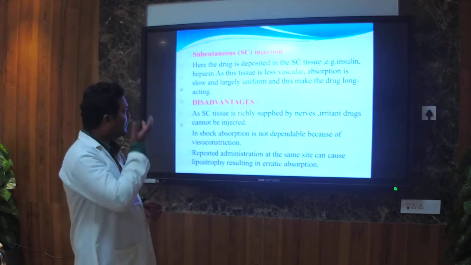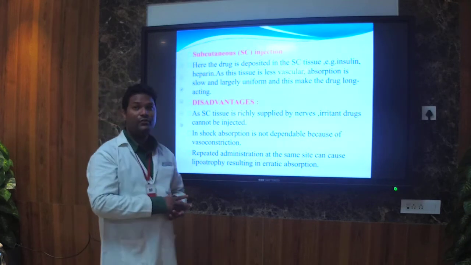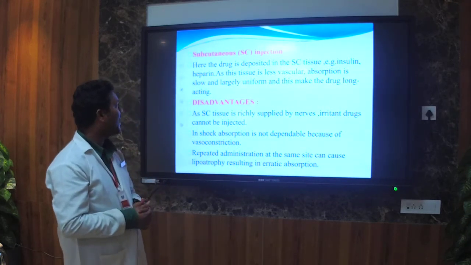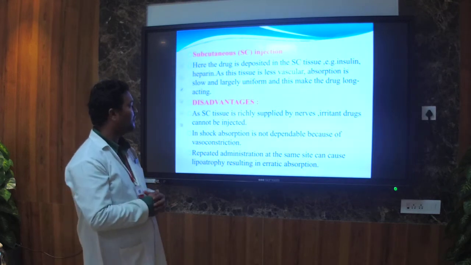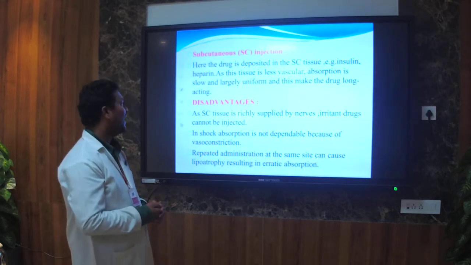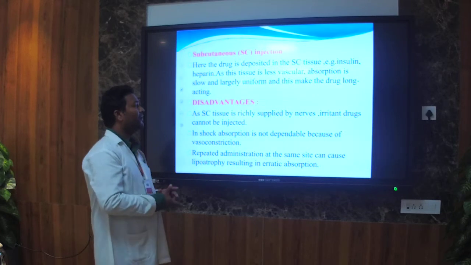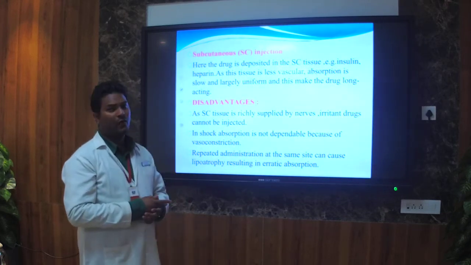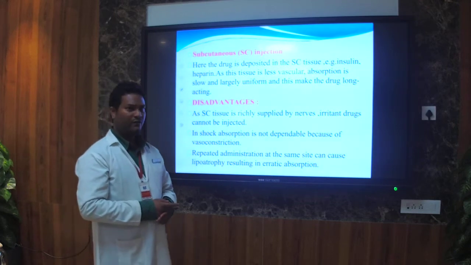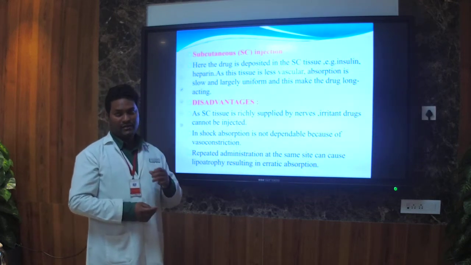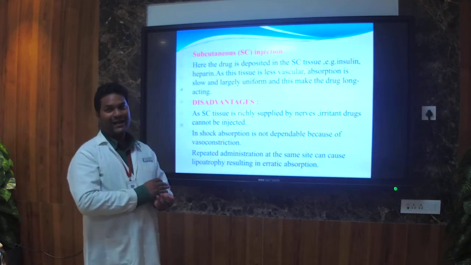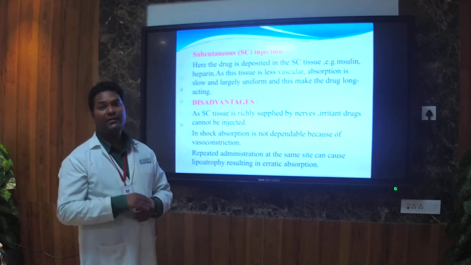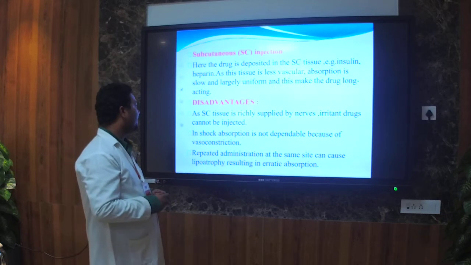Another drug given by the subcutaneous route is heparin, which we commonly use. As this tissue is less vascular, absorption is slow and largely uniform, and this makes the drug perform its action for a long period of time. So for example, if you give insulin in the morning, the patient will have insulin levels maintained properly the entire day.